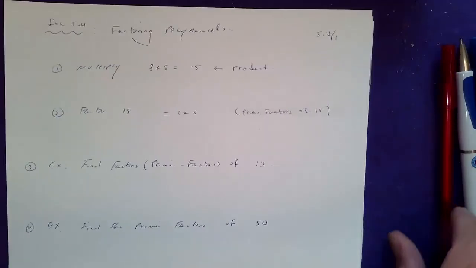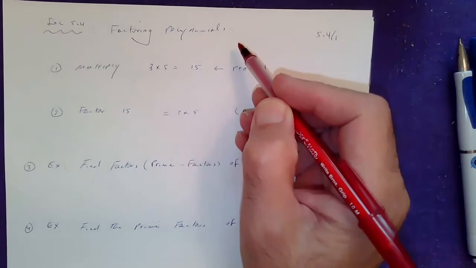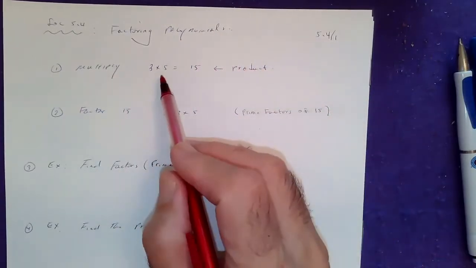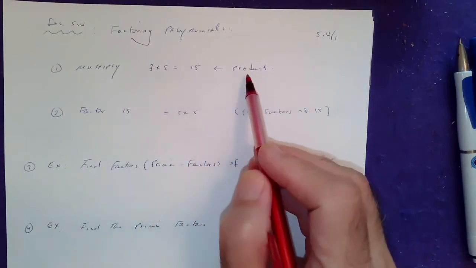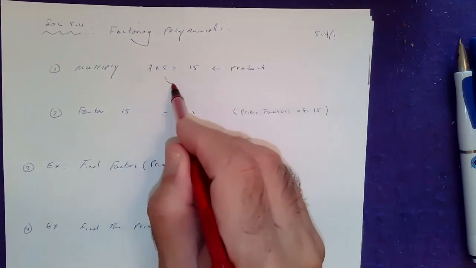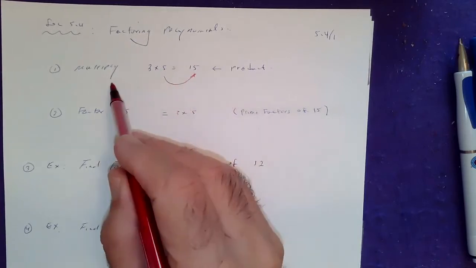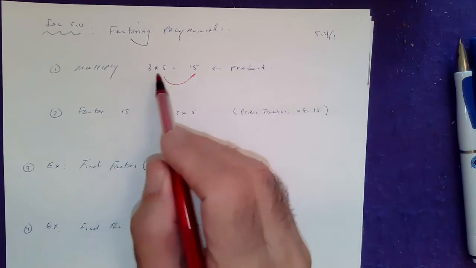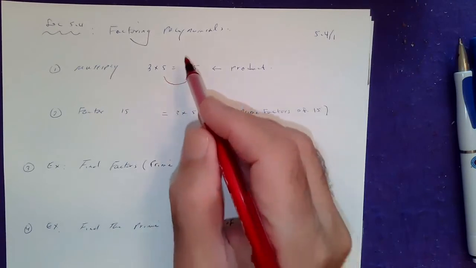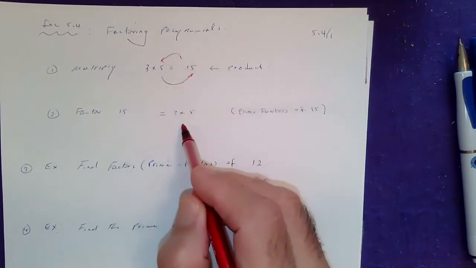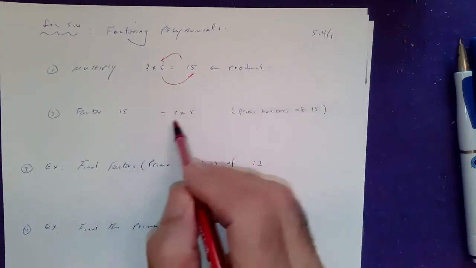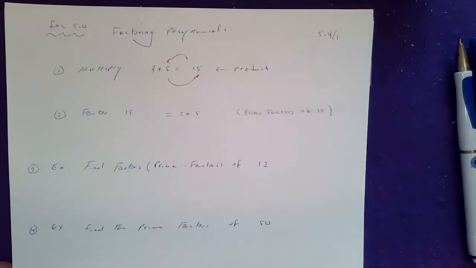Section 5.4, Factoring Polynomials. What's factoring? When you are asked to multiply 3 by 5, you get 15, which is the product. So going from here to here is called the multiplication process. However, if I give you 15 and you go back to 3 and 5, which happen to be the prime factors of 15, this process is called factoring.